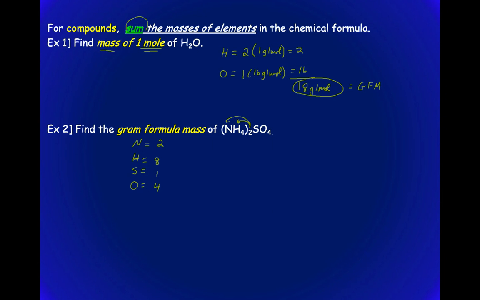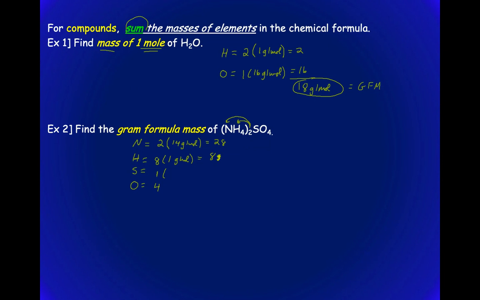So now I'm going to get the GFMs from the table. From the table, nitrogen is 14 grams per mole, which gives me 28. I'm going to have 8 times 1 gram per mole. And after a while, you end up remembering these, which would be 8. You can just make these numbers the same.